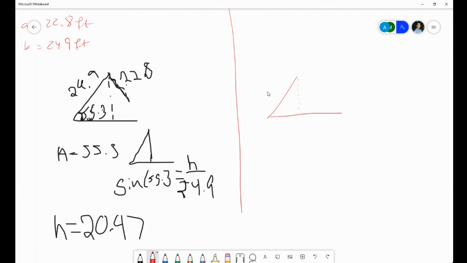All right, so we have 24.9, and then this angle right here is 22.8, and this height right here is 20.47. Let's imagine I extend this one right here, because this here is only 20.47. So that means that 22.8 is longer, so it's going to go outward like this. Now, 22.8 is not longer than 24.9. So that means it can actually swing inside of the triangle here, therefore creating two triangles.